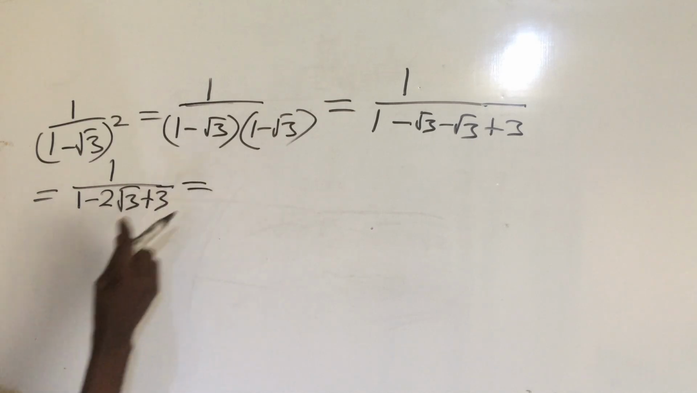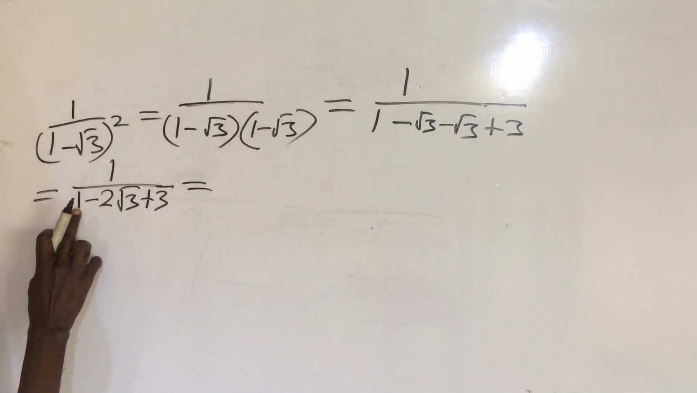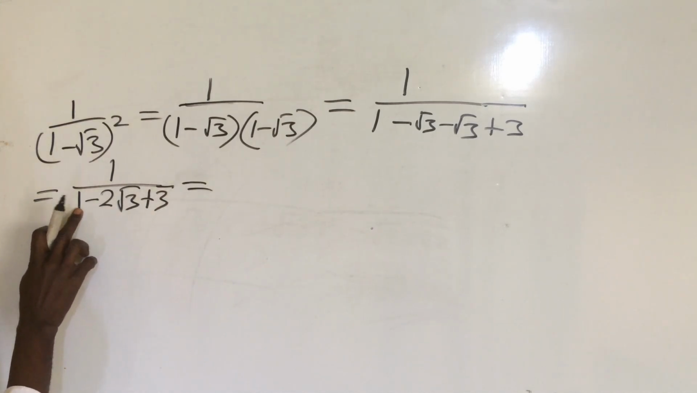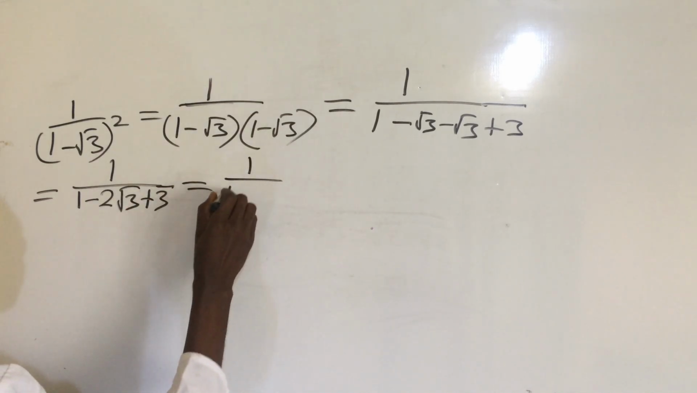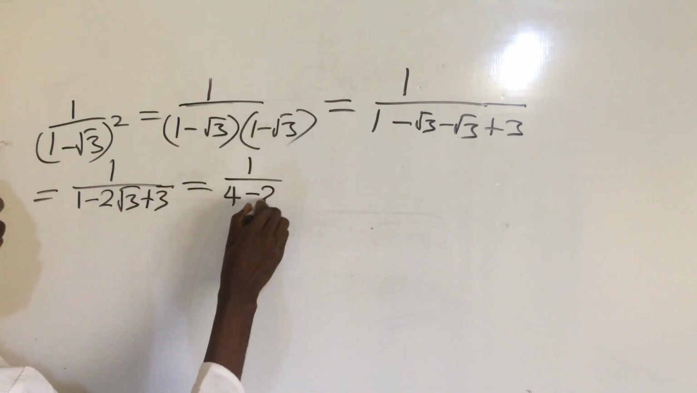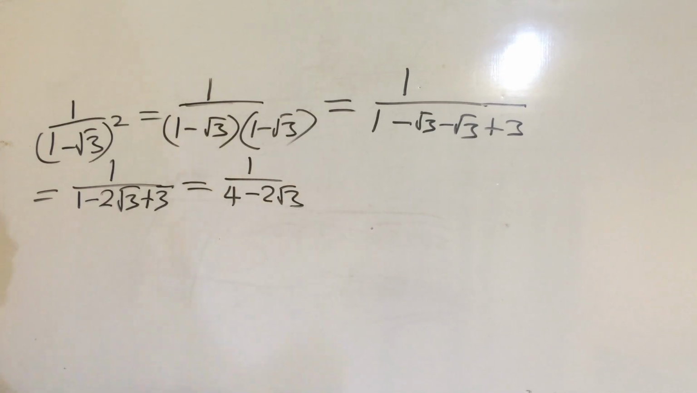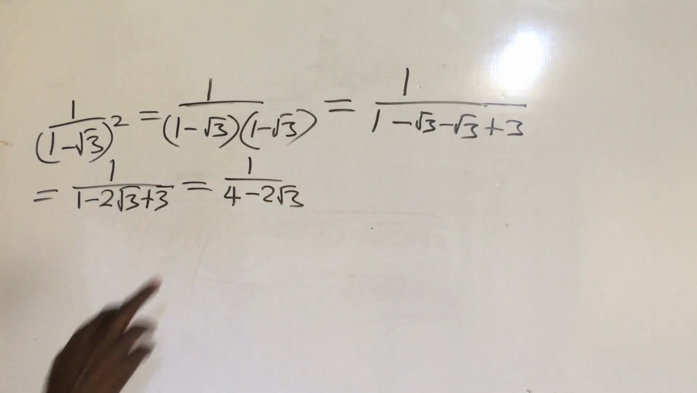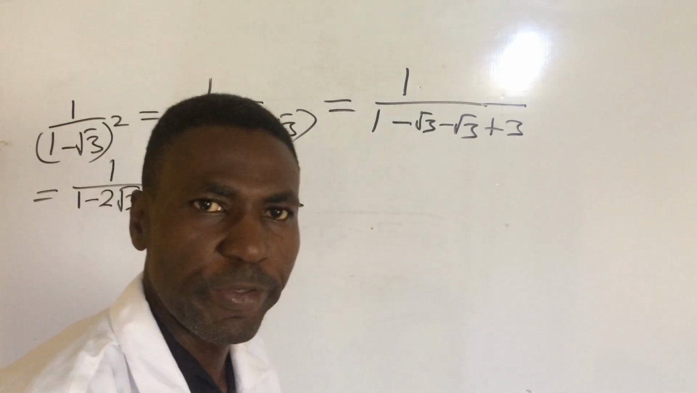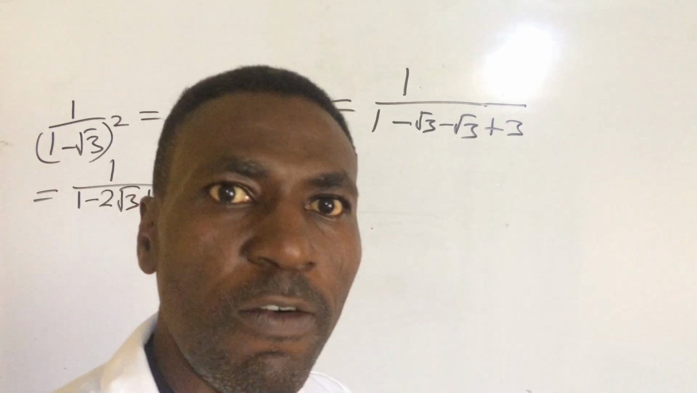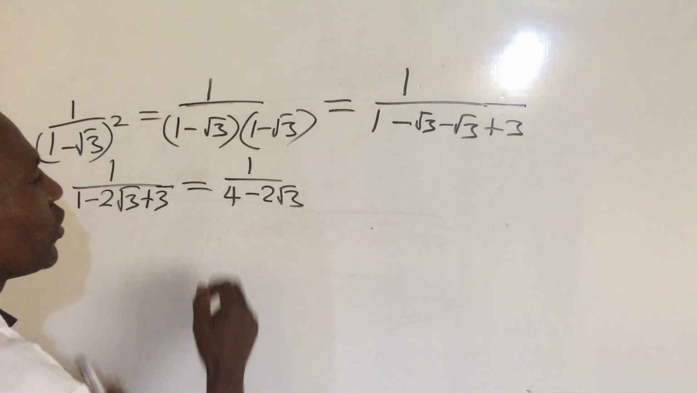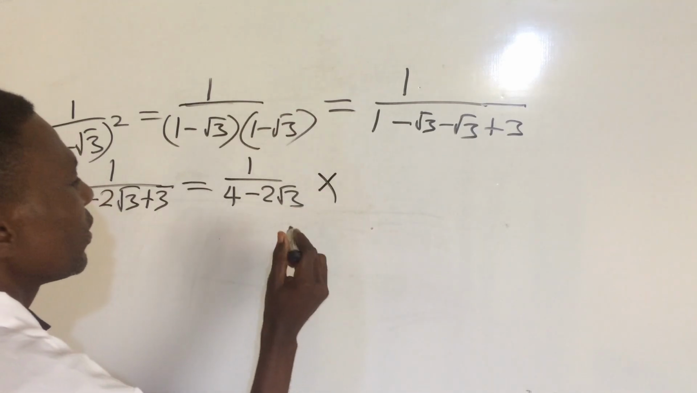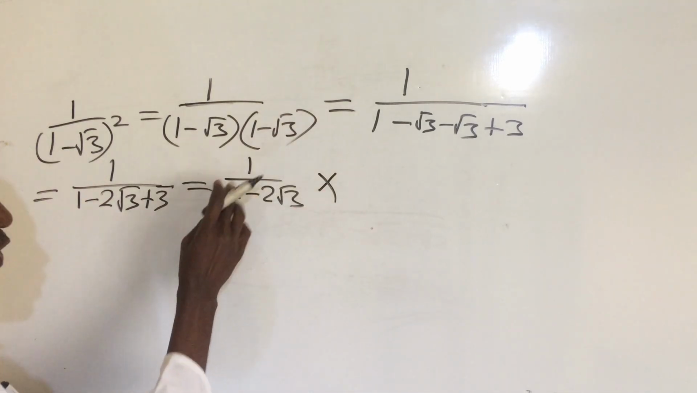Then, which will give us 1, this 1 here plus 3 here, okay? Will now give us 4 minus 2 root 3. Then it is this one we are going to find the conjugate of before we continue solving to get our final answer.